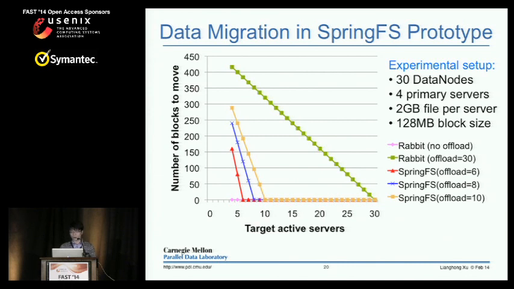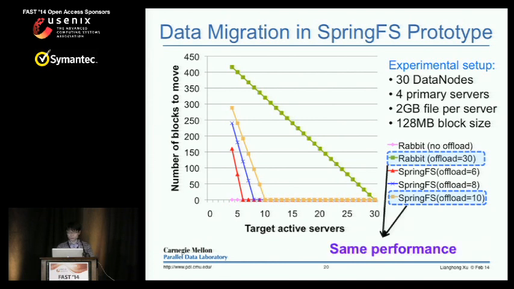Perhaps the most interesting observation lies in the difference between the Rabbit with offloading and SpringFS with offload set equal to 10, which corresponds to the green line and the yellow line. Although they provide the same performance, there is a considerable difference in the amount of data that they need to migrate when decreasing cluster size. This shows the effectiveness of the bounded write offloading technique.